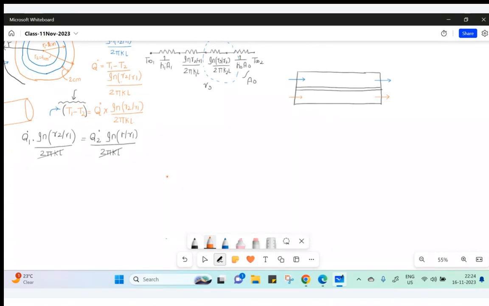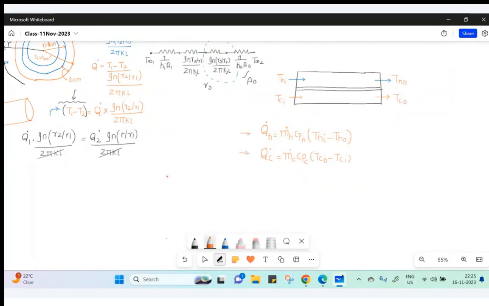If you apply the energy balance, the heat lost by the hot fluid will be m dot H into specific heat of the hot fluid, CPH, multiplied by the inlet temperature minus the outlet temperature, THI minus THO. This is the heat lost by the hot fluid. What is the heat gained by the cold fluid? It is m dot C, the specific heat capacity of the cold fluid, CPC, times TCO minus TCI. THI is the temperature with which it is coming in, THO with which it is going out, TCI with which it is coming in, TCO with which it is going out.